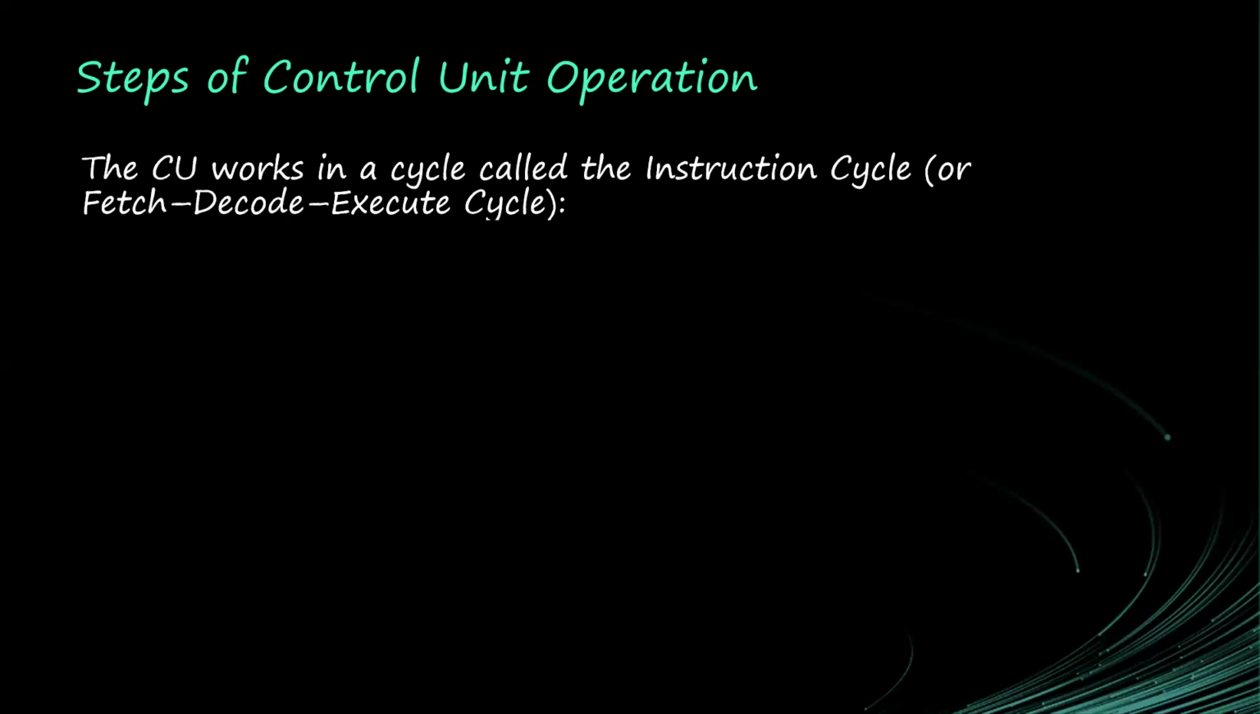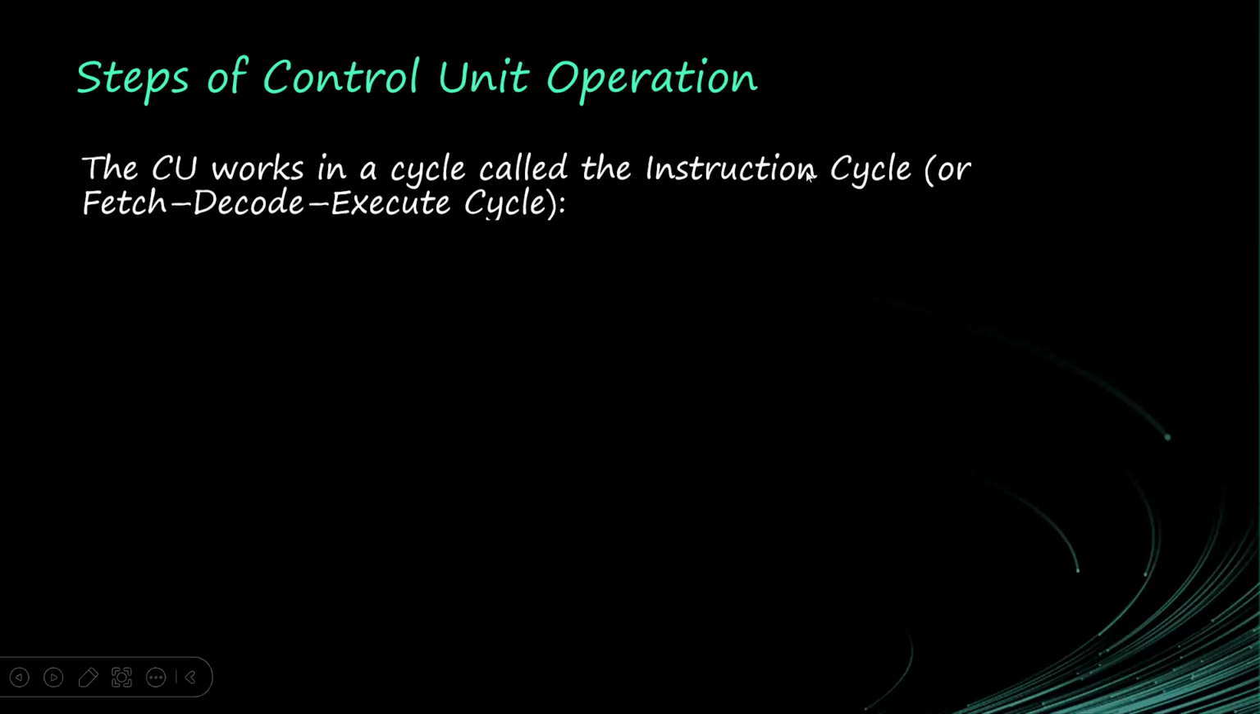So what are the steps of control unit operation? How does the control unit operate? This control unit works in a circle called the instruction cycle. So the instruction cycle, don't worry if you don't understand what I'm going to be explaining now, but you will understand it as time goes on. Or even if you watch the video again, you will understand better. So the instruction cycle is they fetch the instruction, they decode the instruction, and they execute the instruction. But don't worry, you're going to understand better when we start talking about computer architecture.